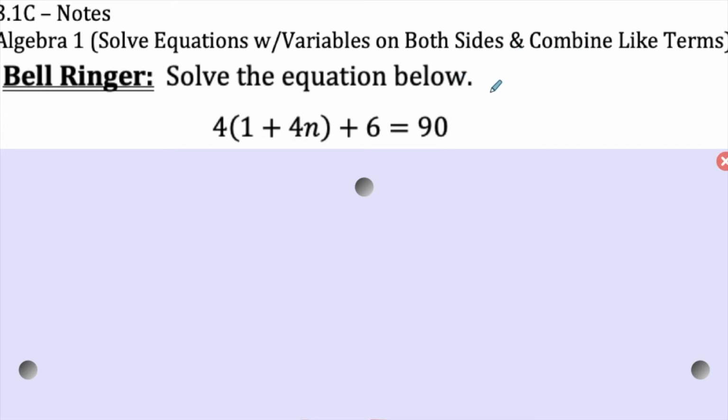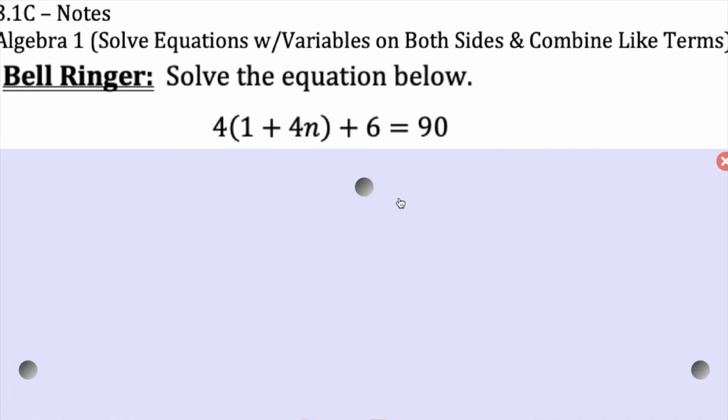So let's review what we did in 3.1b with this bell ringer right here. So again, with all these problems, if you feel comfortable with them, pause the video, try the problem, come back and see if you have the right answer, and just see how you do with these while trying to work on your own. So let's see what we get here.